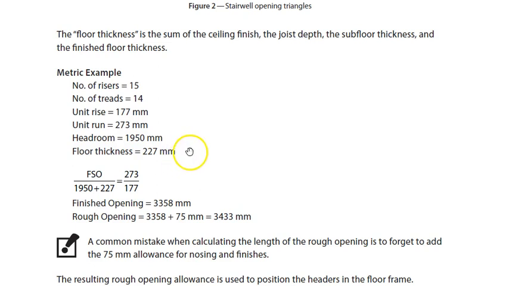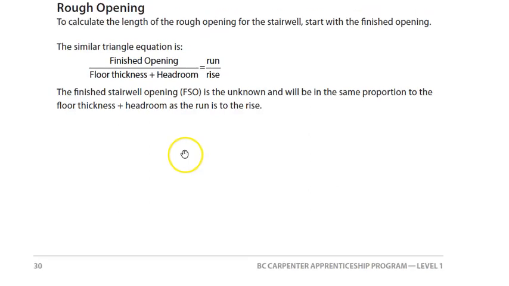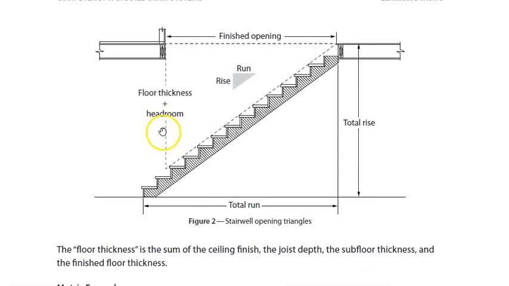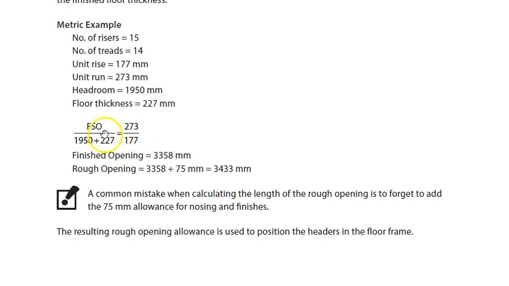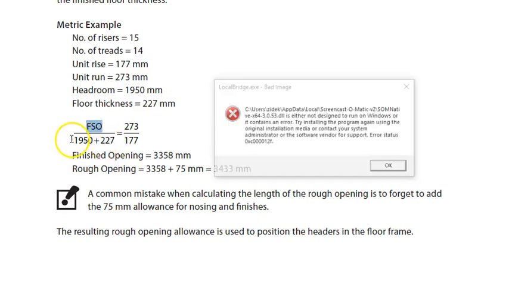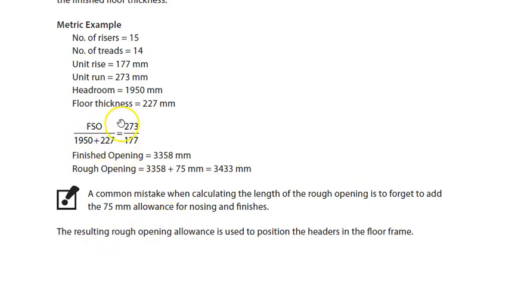And now we're just going to take our formula, which we have up here. We're going to plug everything we know into that formula. The only unknown is the finished stairwell opening. So we're going to plug everything else in, and we're going to move this up to the side. We're going to take 273, divide it by 177, and then I'm going to multiply that by the headroom plus the floor thickness. So we found our finish opening to be 3,358 millimeters. I suggest you do these calculations as we walk through it, just to do a practice run through of the math.